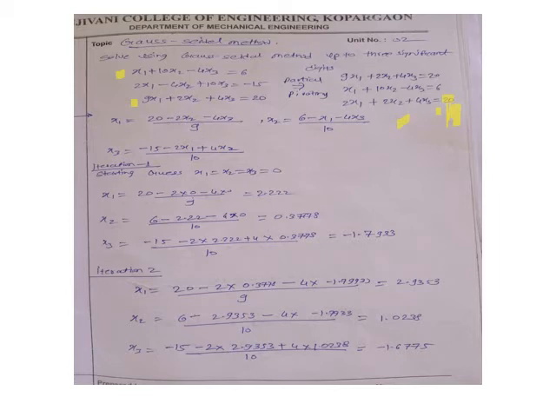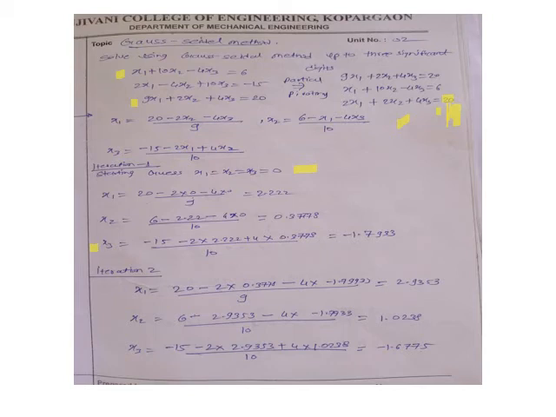Okay, so x1, x2 and x3 can be written by starting with the initial value of x1, x2 and x3 equal to 0. So x1 will be given by putting x2 and x3 as 0. X2 can be calculated by using the current value of x1 which you just have calculated, that is 2.22, and x3 as 0. X3 can be calculated by using current values of x1 and x2 which we have just calculated, that is 2.22 and 0.3778. So it will give you x3.